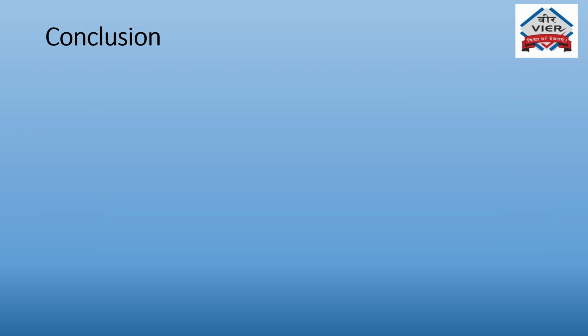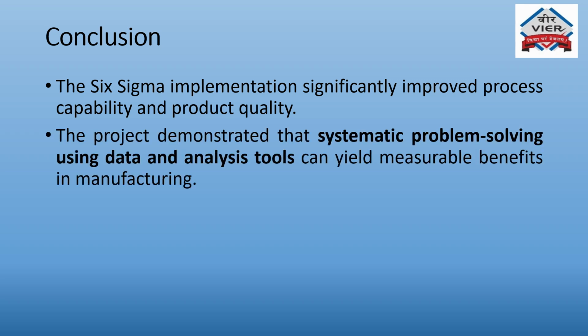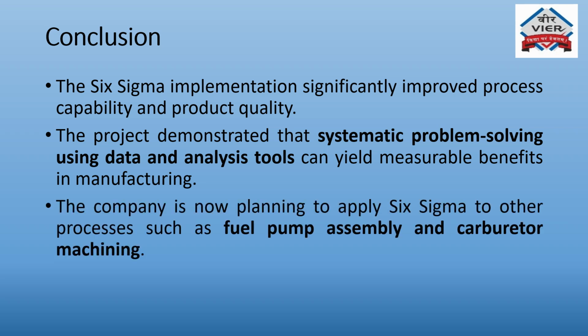Based on these results, we can conclude that the Six Sigma implementation significantly improved process capability and product quality. The project demonstrated that systematic problem solving using data and analytical tools can yield measurable benefits in manufacturing. The company is now planning to apply Six Sigma to other processes such as fuel pump assembly and carburetor machining.